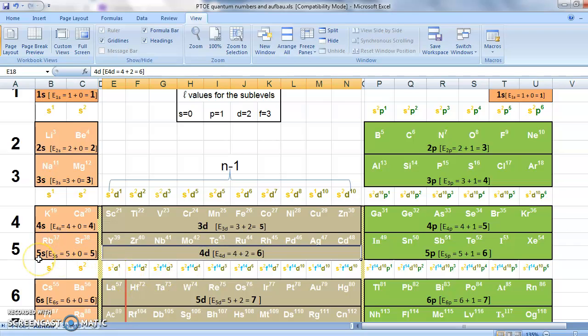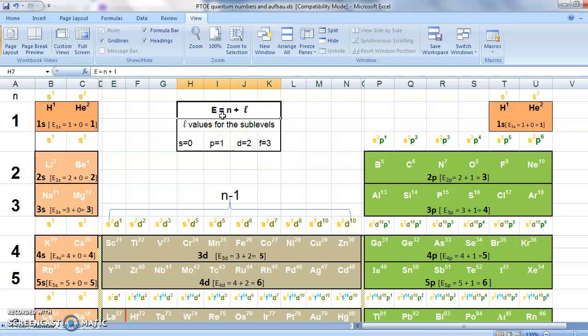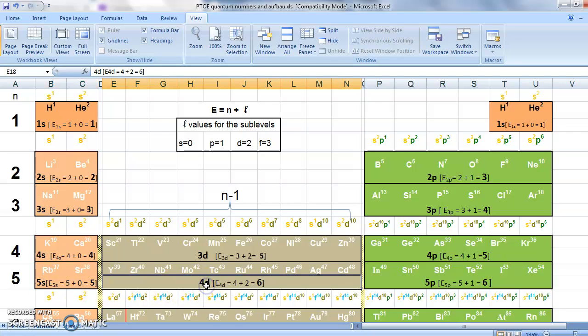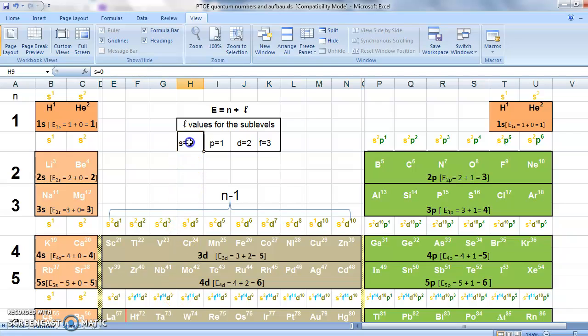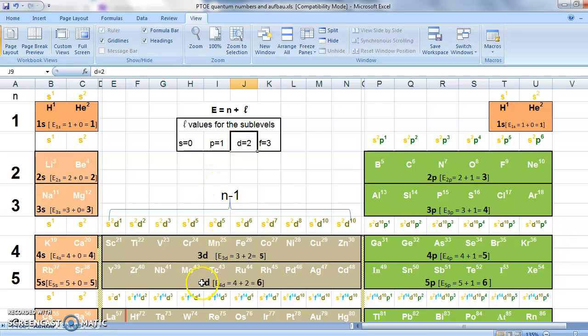Why is the 4d after the 5s? The information up here will enable you to calculate that. Energy is the N plus the L. What's the N? It's the first number we see. For the 4d, the N is 4. Then there's a sublevel letter, but you have to convert the sublevel letter back to its quantum number. When you're in the D, the second number is a 2. So 4 plus 2 is 6.